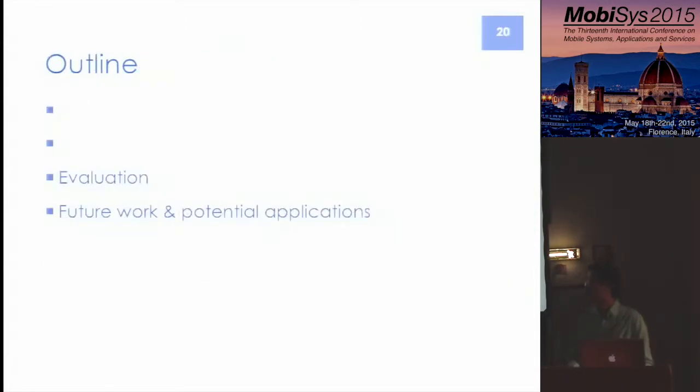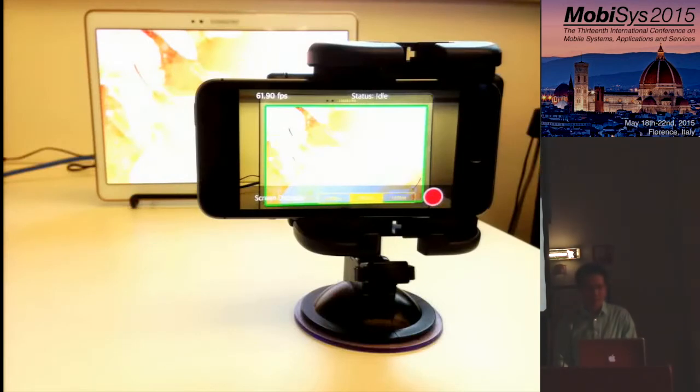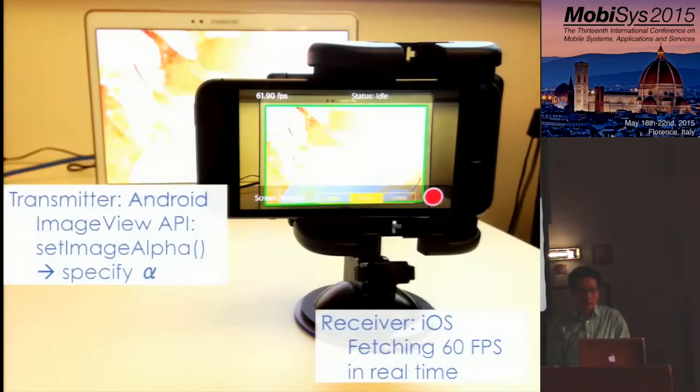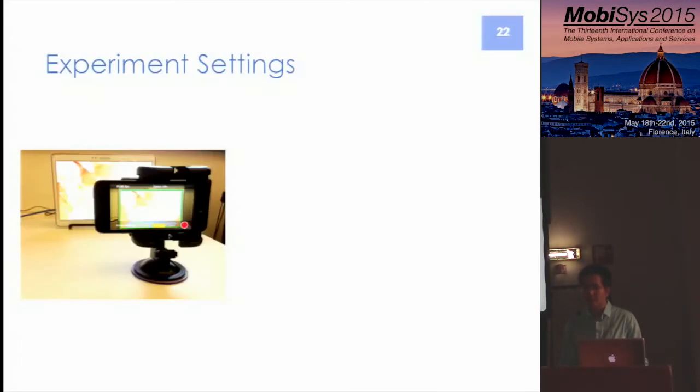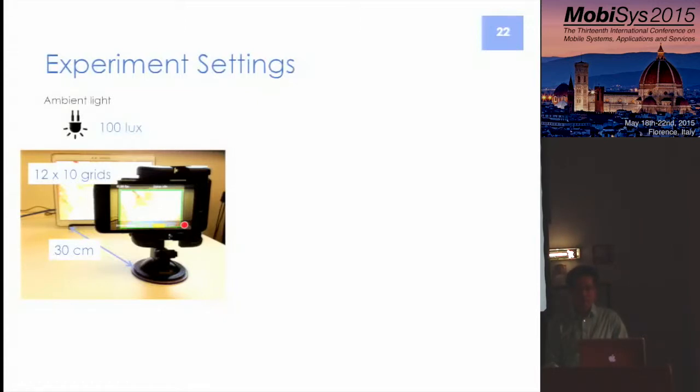And now let me show you our prototype and some key results. We implement our transmitter on the Android platform and the receiver on iOS. And we choose iOS because it is the only platform to get 60 frames per second in real time without any low-level modifications. And we use an image view API on Android at the application layer to specify the alpha value. Here, we put the transmitter and the receiver 30 centimeters away. And the ambient light is about 100 lux. The number of grids on the transmitter is 120.